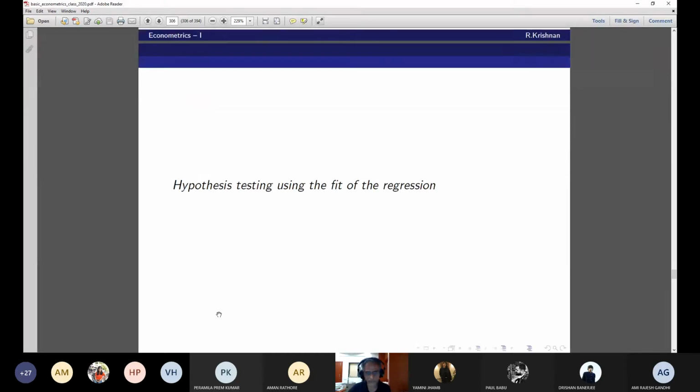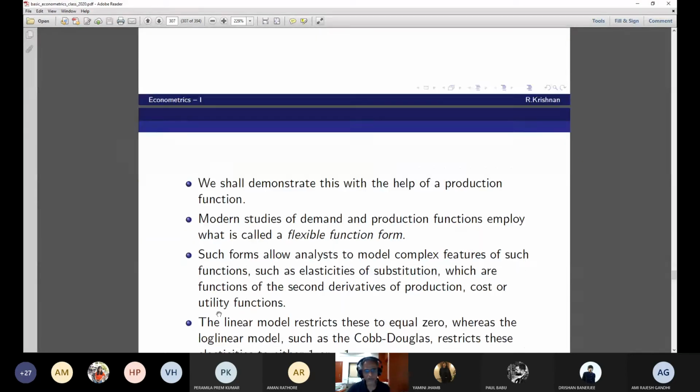Hypothesis testing using the fit of the regression. We should demonstrate it with the help of OHO. Be careful. This is an area just closer to my heart because I did something using the so-called flexible functional form. This is completely from microeconometrics. This model is very interesting. I have used a completely different functional form in a paper I just completed and communicated.